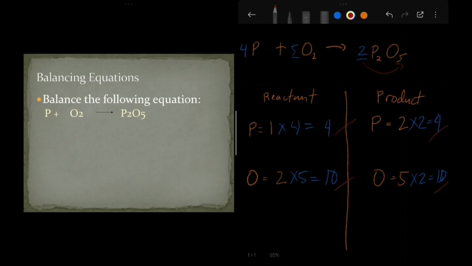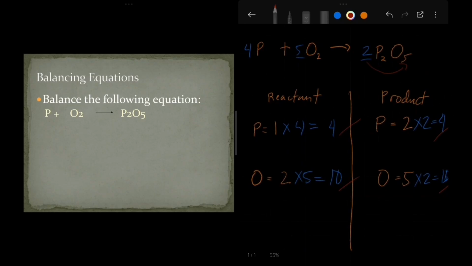Okay, it might be confusing to you that I'll be starting to balance the product first before the reactant, because there will be other cases where you need to focus on the reactant for a while, then go to the product. Okay, so we have the 4, 5, 2.